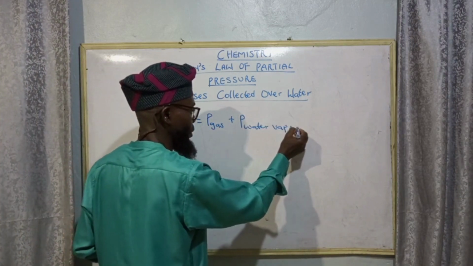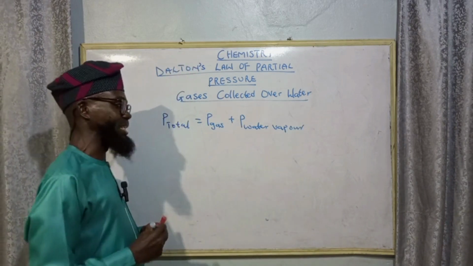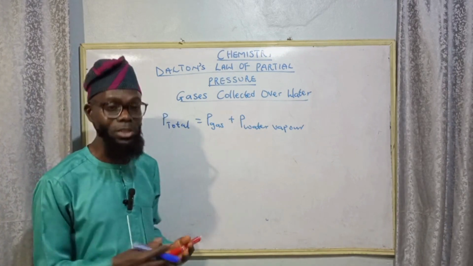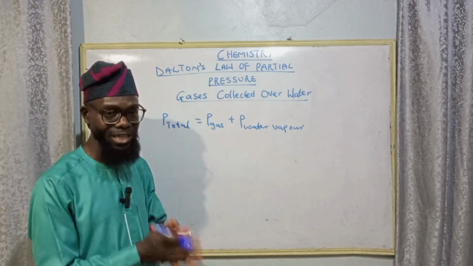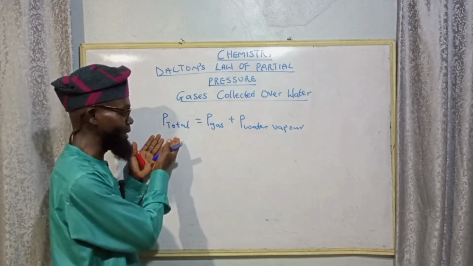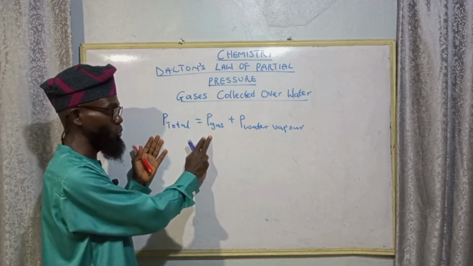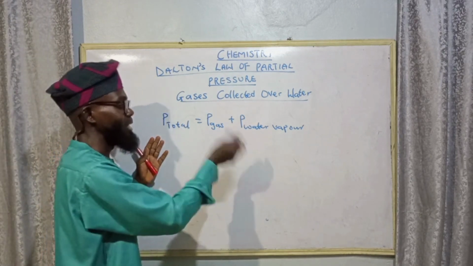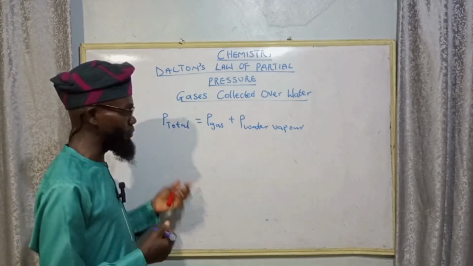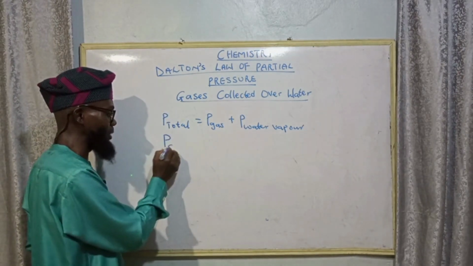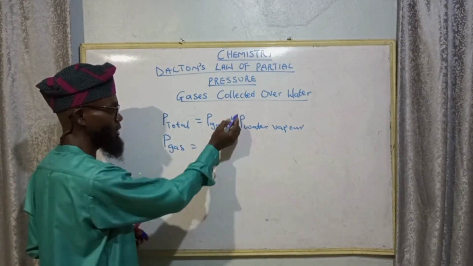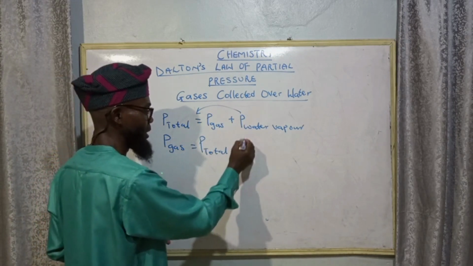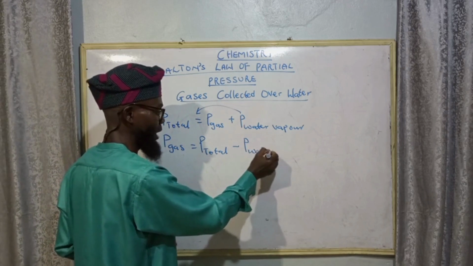So the wet gas that is being produced, before it can be used, it has to be dried. Maybe it should be passed through a drying agent. But according to this, total pressure equals pressure of the gas, that's the partial pressure of that gas, plus the partial pressure of the water vapor. From here, we can get the partial pressure of the gas to be equal to total pressure minus partial pressure of water vapor.